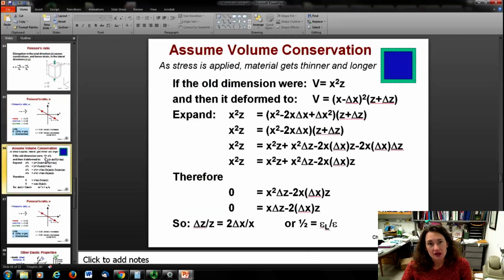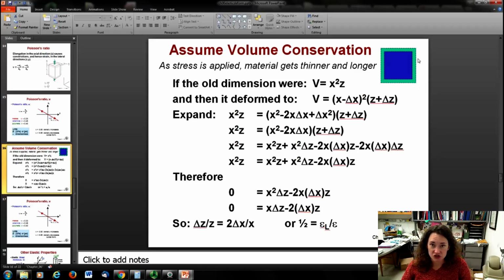Well, that half threshold assumes that volume is conserved, which is not true. That's not a law of physics, but let's just assume that it is for a second. That means that if the stress is applied, the material gets thinner and longer, okay? So here's a slice through that, and it shows the material getting thinner as you stretched it out. The blue is kind of after, and the green square on the outside is kind of before, and then of course the material got longer.